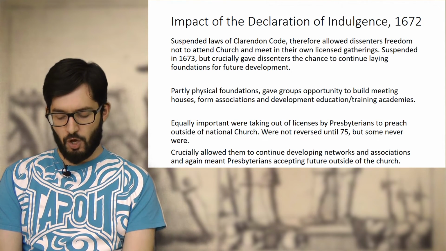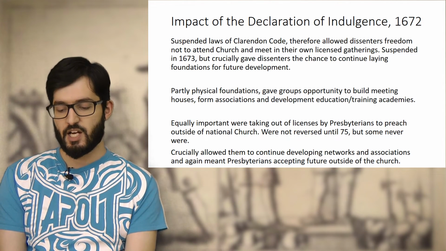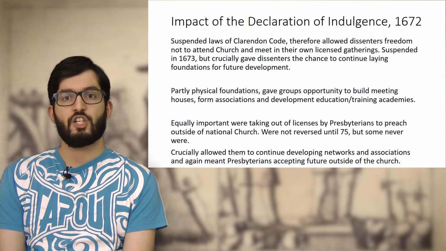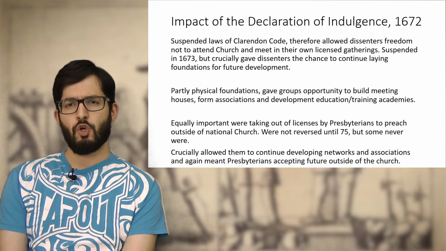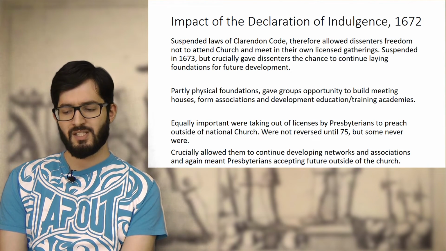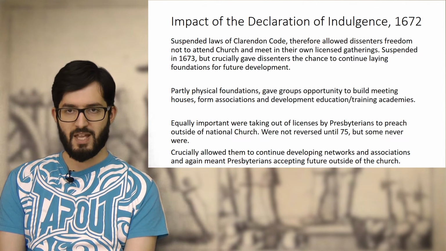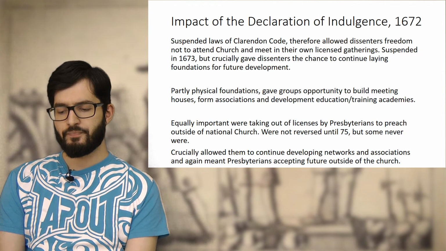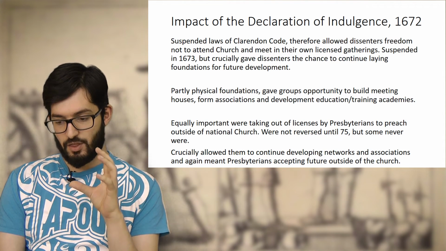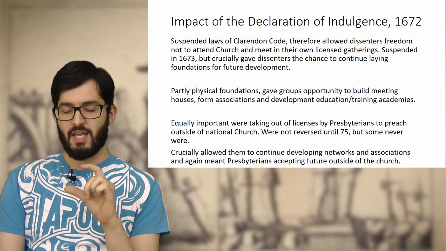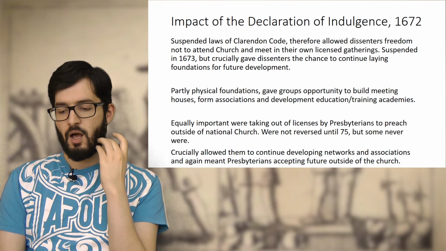The follow-up reason, however, is the impact of the Declaration of Indulgence, which we've been over in previous lectures, and as a result, the role that Charles II plays. So this temporary suspension of the Clarendon Code in 1672 gives dissenters the freedom to not attend church and meet in their own licensed gatherings. And so the Declaration of Indulgence is suspended in 1673, but crucially, it gave dissenters the chance to continue laying their foundations for future development.